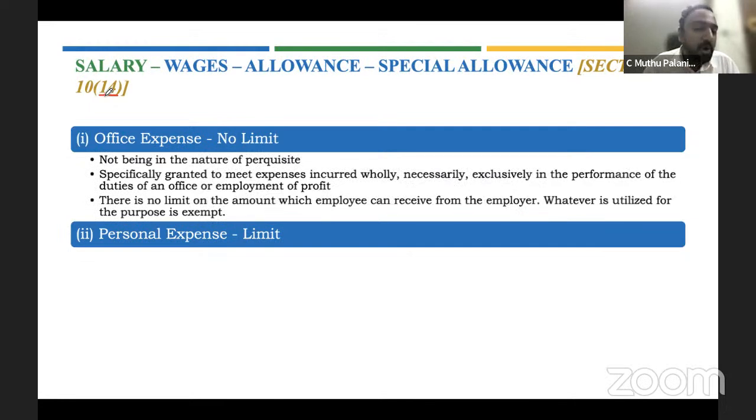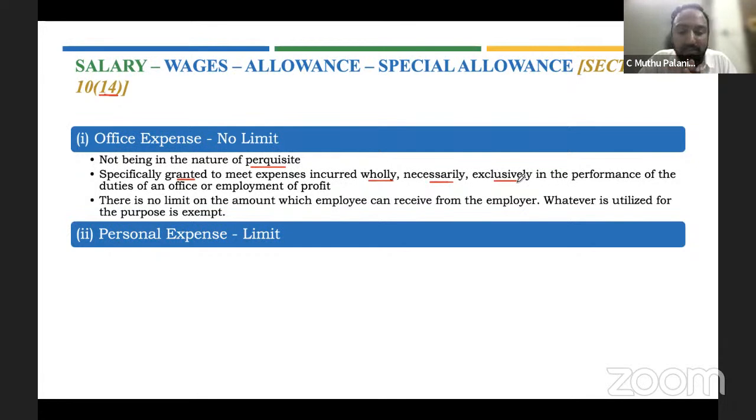So we are going to understand what is office expense. Office expense is something which is not in the nature of perquisite. What do you mean by perquisites? Something like additional benefits: car, accommodation, medical facility, education facility, loan facilities. These are given to an employee. This is also special, but it is discussed separately as perquisites. When something is covered as perquisites, it is not covered under special allowance. So it should not be in the nature of perquisite, and it should be specifically granted to meet expenses that are wholly, necessarily, and exclusively for performing the office duty.